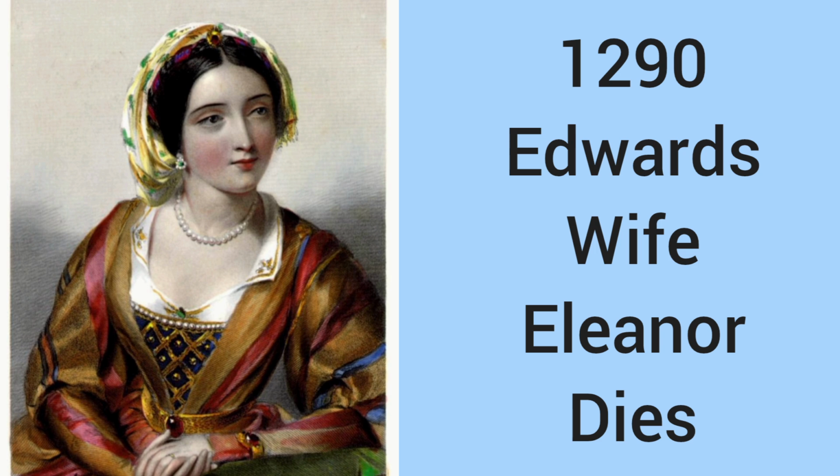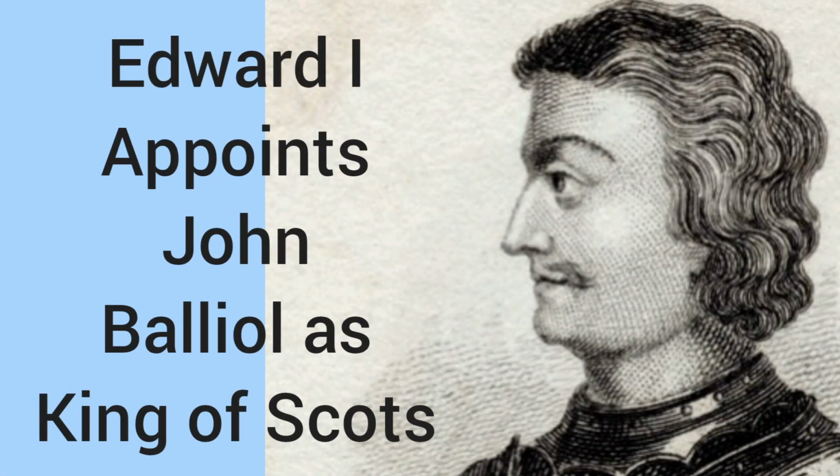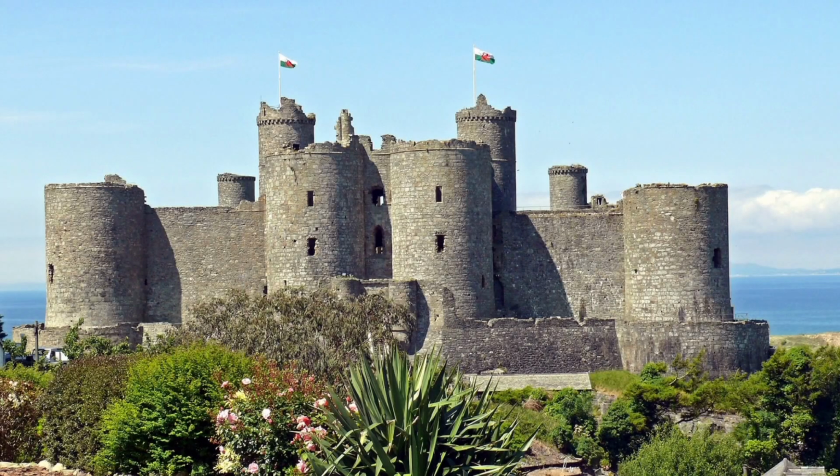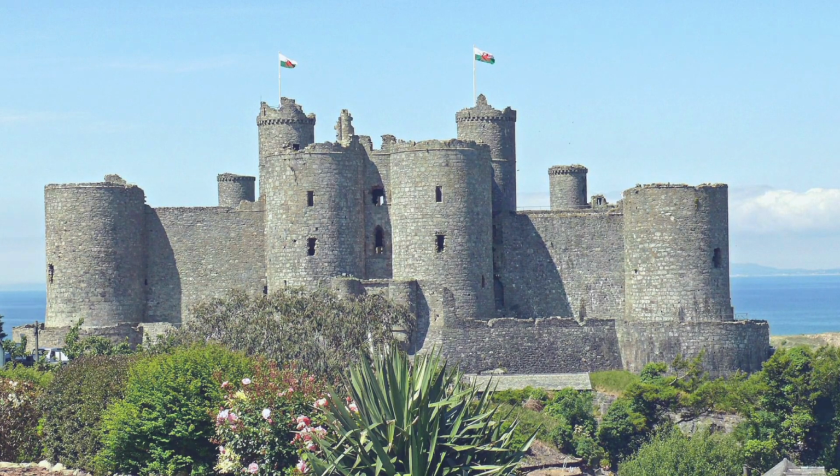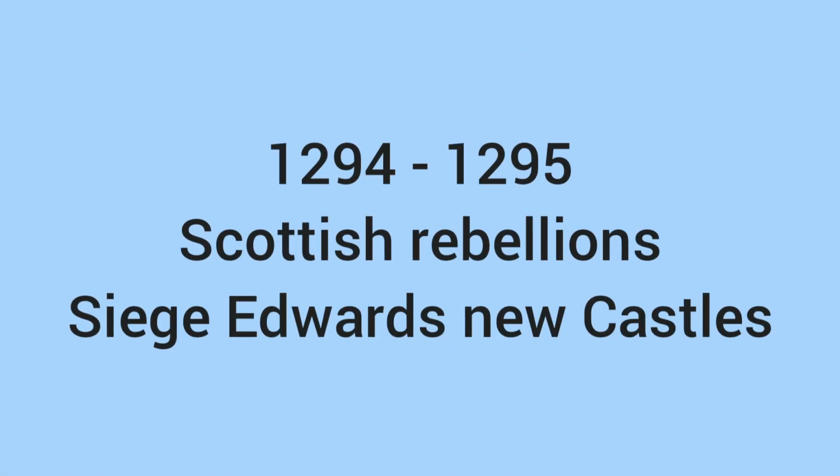This of course leaves Edward and their many children very sad at the passing of his wife Eleanor. With great influence over the Scottish throne, in 1292, Edward I appoints John Balliol as the King of Scotland. So the King of Scots, John Balliol, was chosen and selected by King Edward I. Now during the 1290s, many, if not all, of Edward I's new castles built under England's jurisdiction in Wales were attacked by Scottish rebellions, and they were besieged, like I say, in the late and mid-1290s.